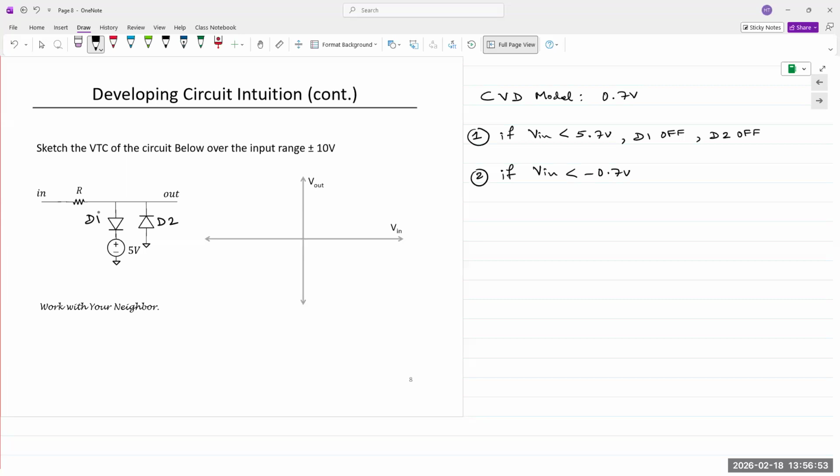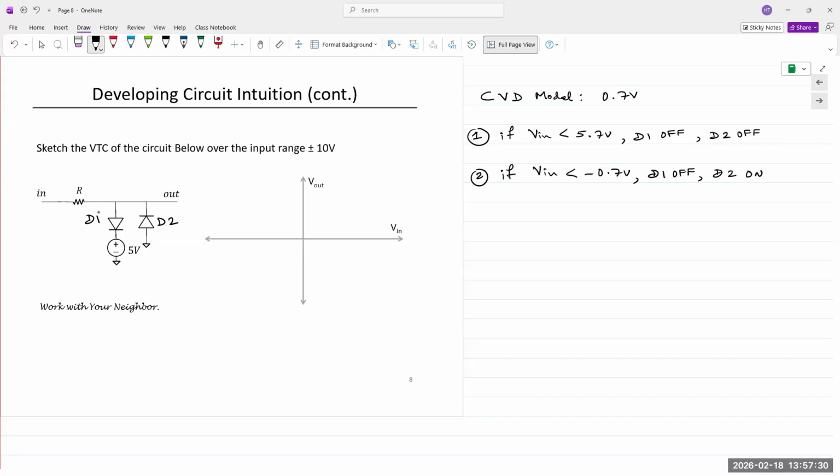Again, D2 can only be on if the cathode of D2 is less than 0. That's for an ideal diode. In the CVD model, it must be less by 0.7 volts. If the anode is at 0, the cathode of D2 must be less than minus 0.7 volts. So that's the second condition. D1, of course, will still remain off, but D2 is now on.